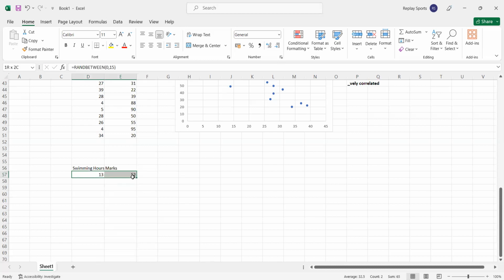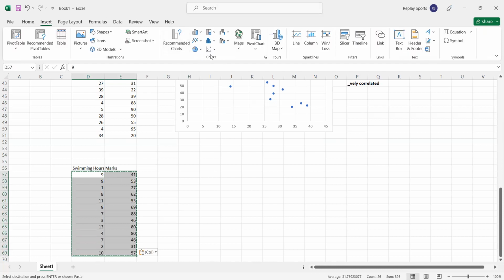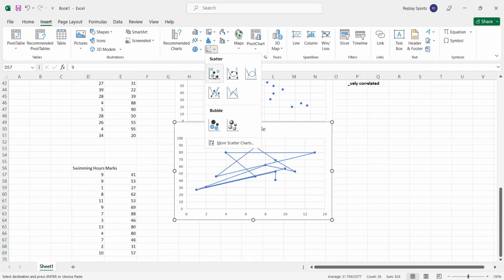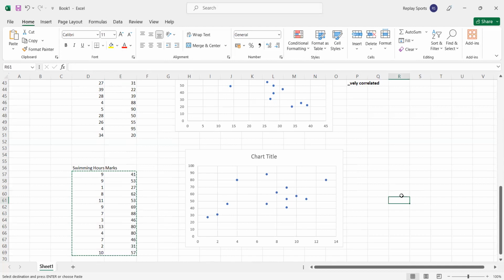Now we'll create some values here. I'll do Control C and Control V. So now let's see what happens. Do you see any trend here? Yes, there is some trend, right? There is some trend.